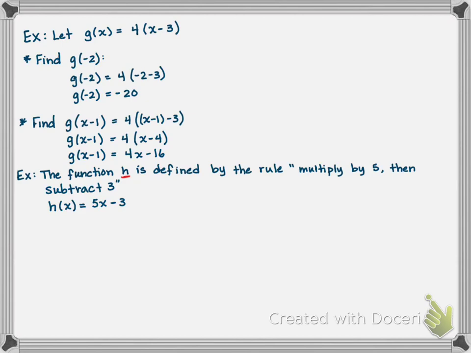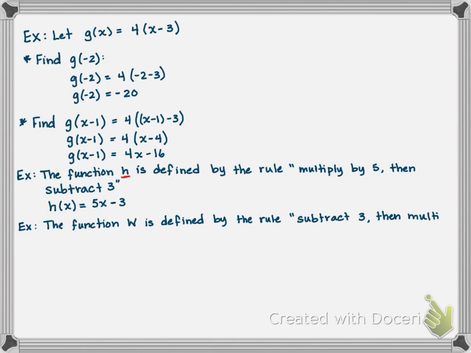Good? Okay, you guys try this one. So let's say the function, let's call it w, is defined by the rule subtract 3, then multiply by 5.